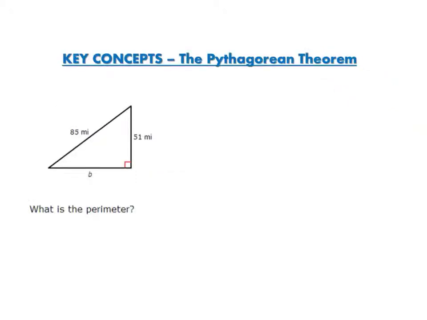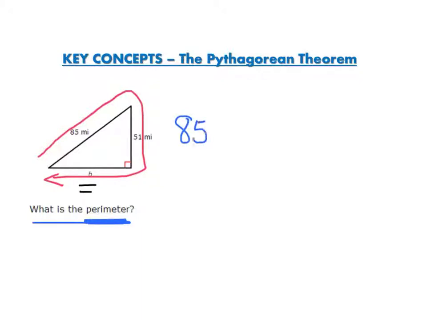The next problem we're going to look at, the question says, what is the perimeter? Not what is the length of one of the legs, the perimeter. Remember, the perimeter is when you add up all the sides. So the first thing I have to do is find what b is. Now to find the length of the leg, I'm going to take the hypotenuse squared minus the other leg squared. And then I'm going to find the square root of that answer.